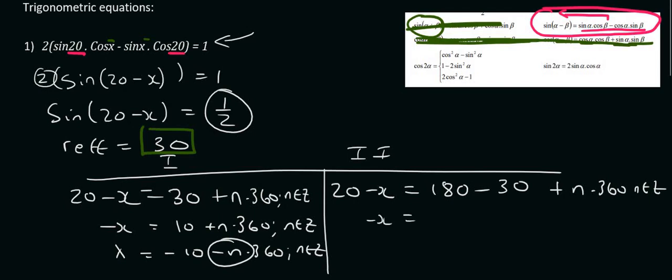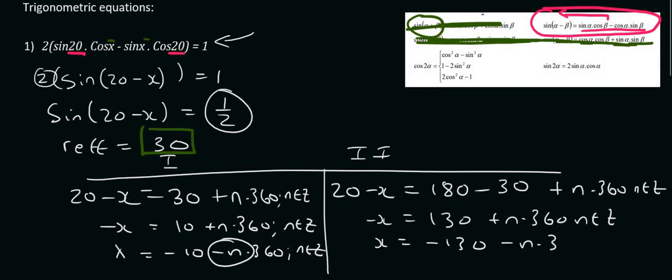Then for this part over here, we're going to get negative x is equal to 130 plus n times 360, n is an element of z, divide by the negative, and then we'll just change that to a negative like that. n is an element of z. Okay, and that's it. So that's how they'll add in some grade 12 stuff.